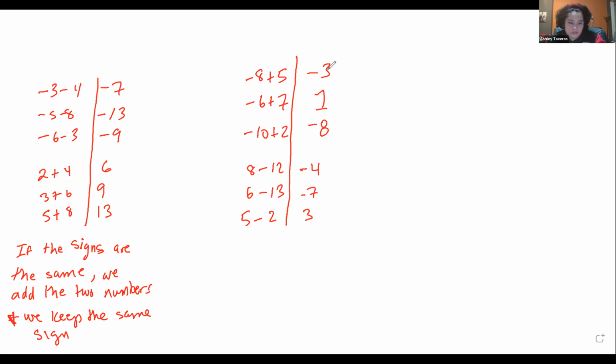Negative 3. 3. Just 8 minus 5. 8 minus 5 is 3, right? What's 7 minus 6? 1. What's 10 minus 2? 8. What's 12 minus 8? 4. What's 13 minus 6? 7. And 5 minus 2 is 3.